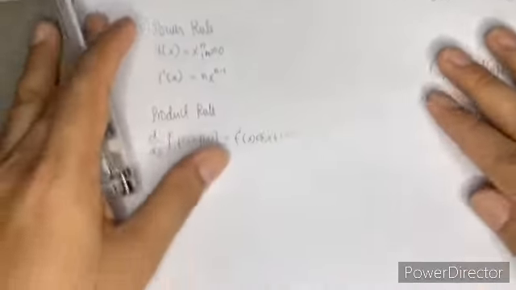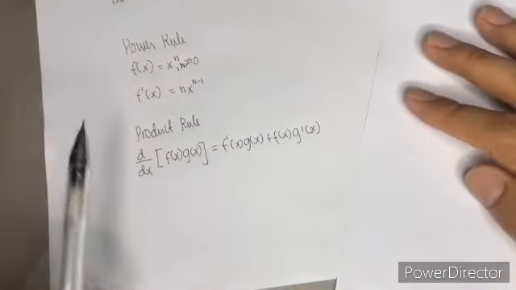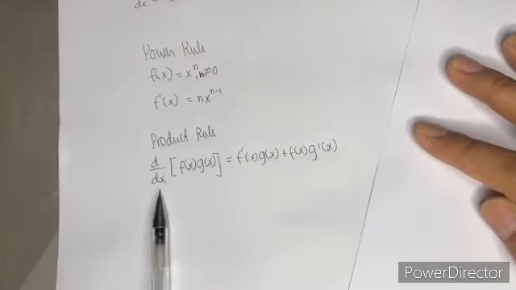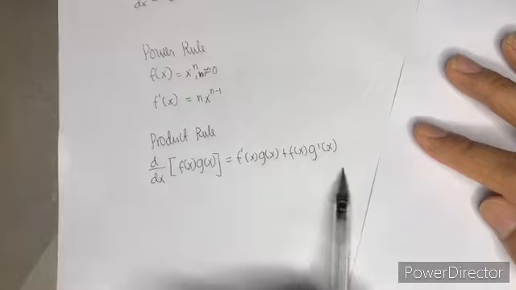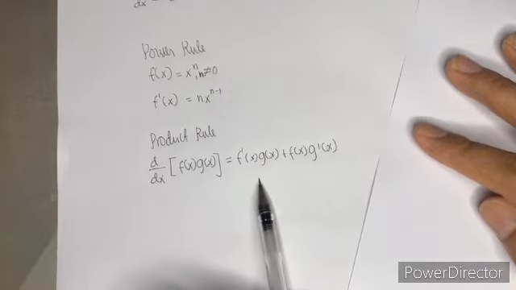And then, sa product rule naman, ang gagamitin mo is d over dx, or derivative with respect to x, f of x times g of x is equal to f prime of x times g of x plus f of x times g prime of x. So, ito yung gagamitin mo sa product rule.